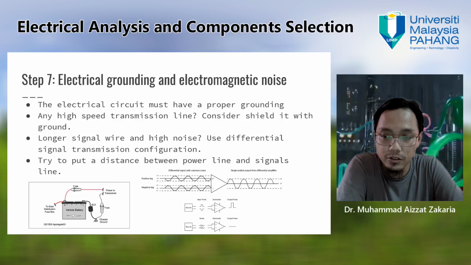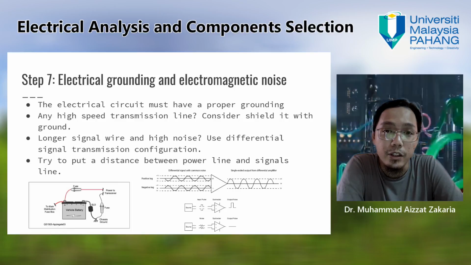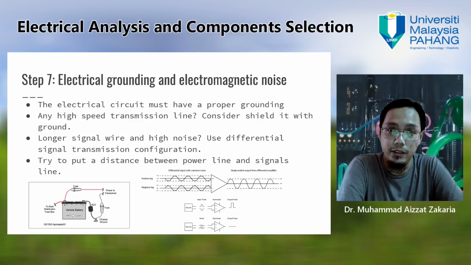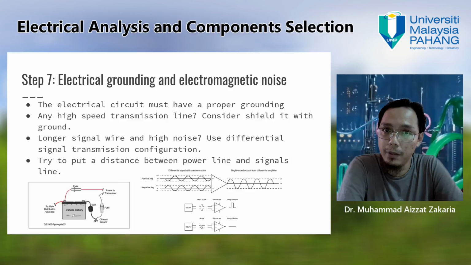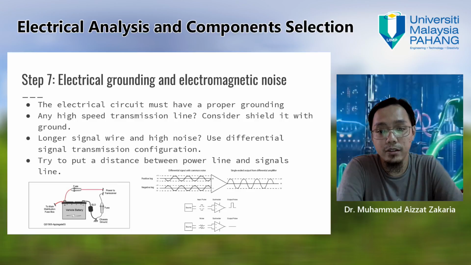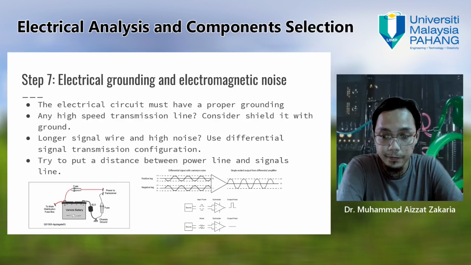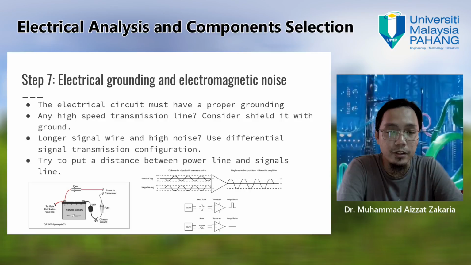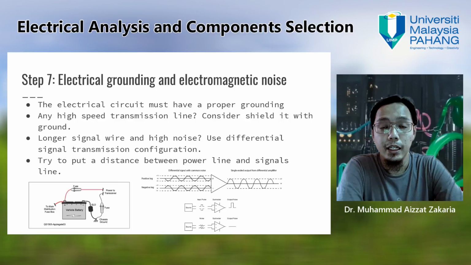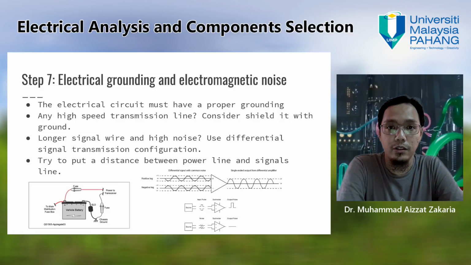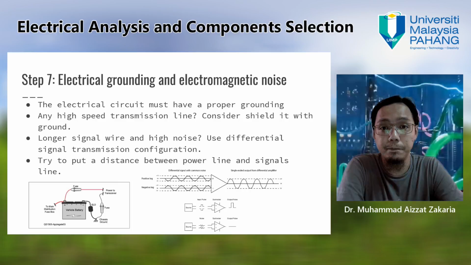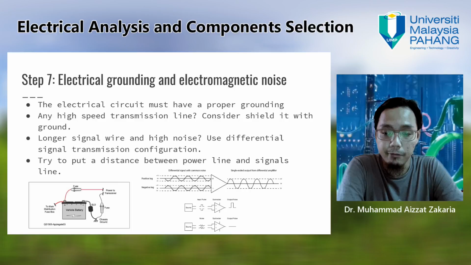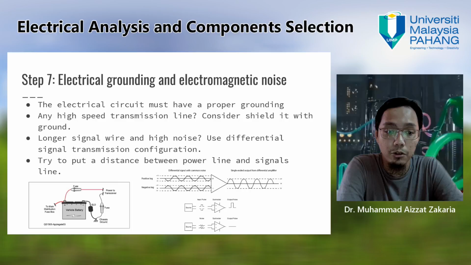And of course, step number 7, the wiring part, is very important. You will have a power supply cable and a signal cable, and your system must have proper grounding. If you have any high-speed signal line, consider shielding it with a grounding. We don't want any electromagnetic interference jeopardizing our signal line. And the longer the wire, the higher the noise.